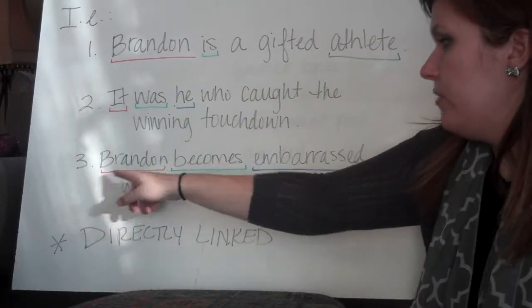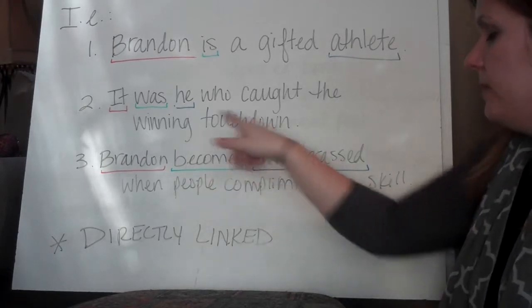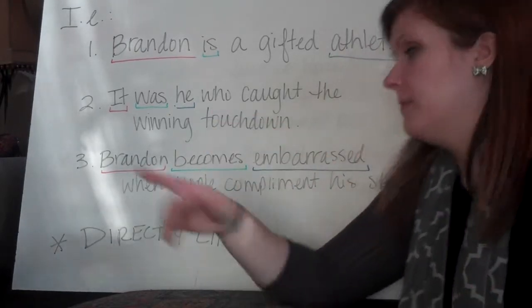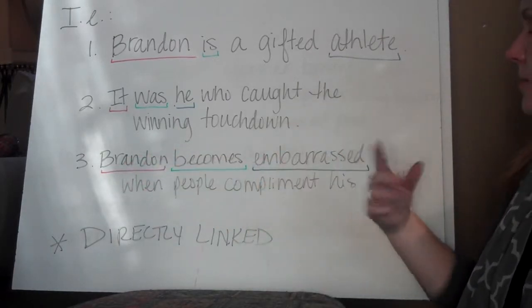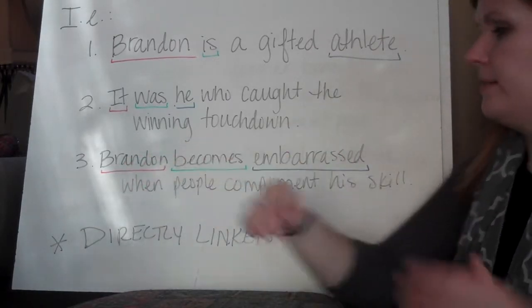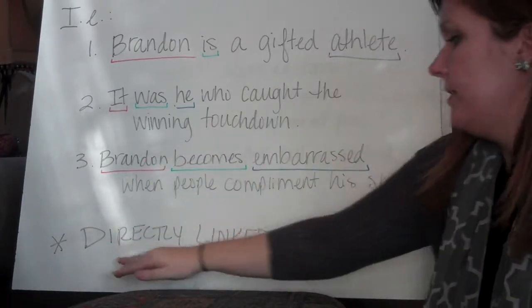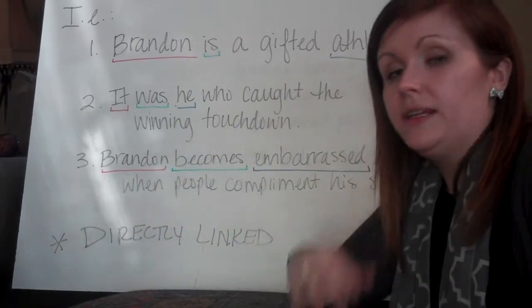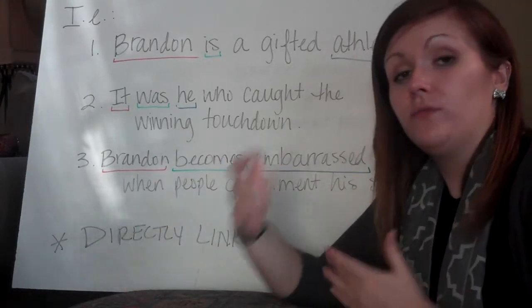And with the same principle, we have Brandon becomes embarrassed when people compliment his skill. Again, we've got another one of those true linking verbs, become. And Brandon is our subject, so obviously this is going to be our subjective complement. You could put an equal sign in there and say Brandon equals embarrassed, because it's directly linking him. So remember, it's always going to be something that is directly linked. And it's important not to confuse that with a direct object, because that is when an action verb is being used.